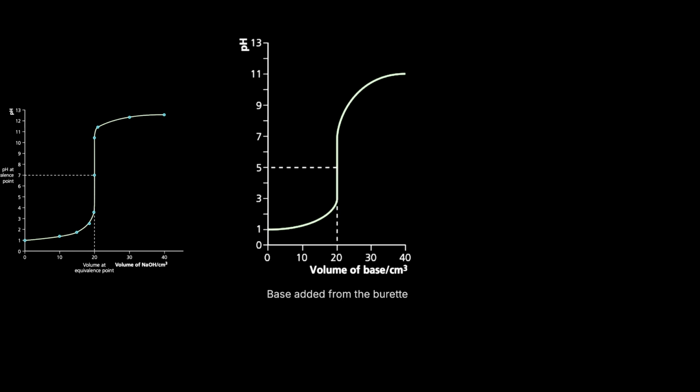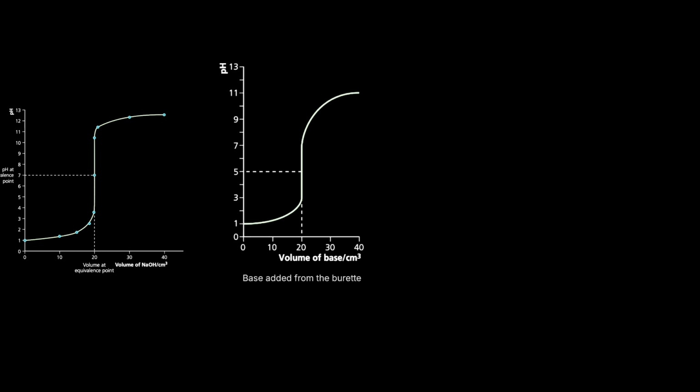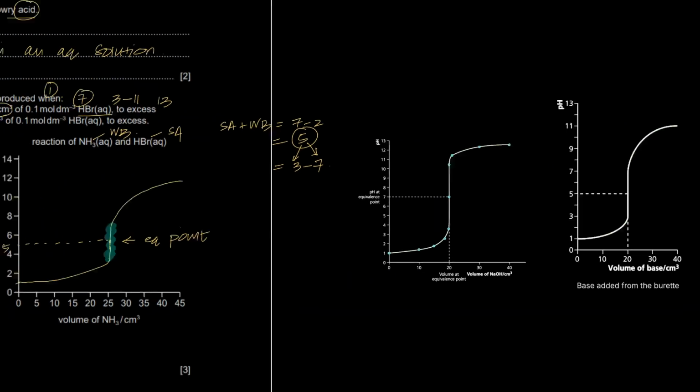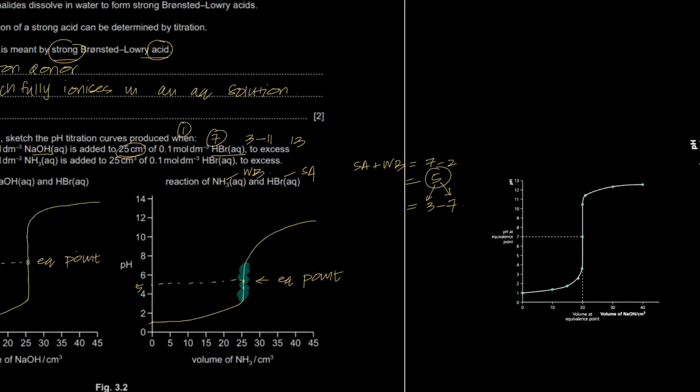And then you have the strong acid with weak base right here. Let's just take a snippet out. In this case, again, it was 20 cm cube. In our particular question, it's about 25 cm cube. So this is how they look. Now look at the difference.